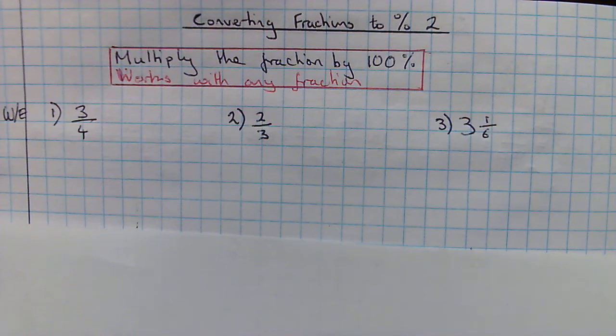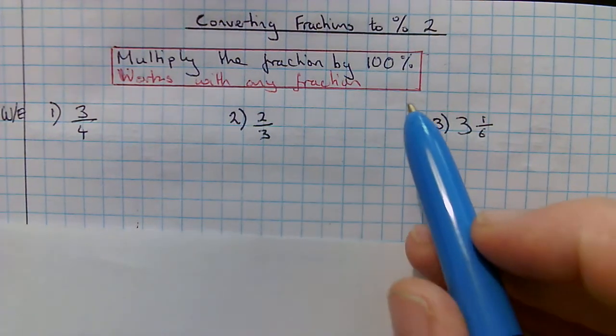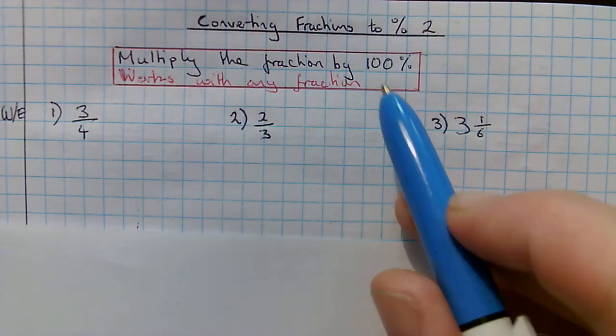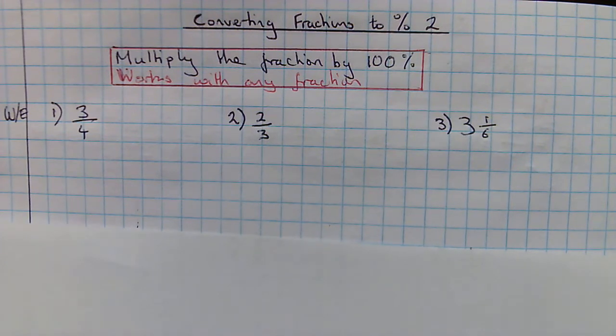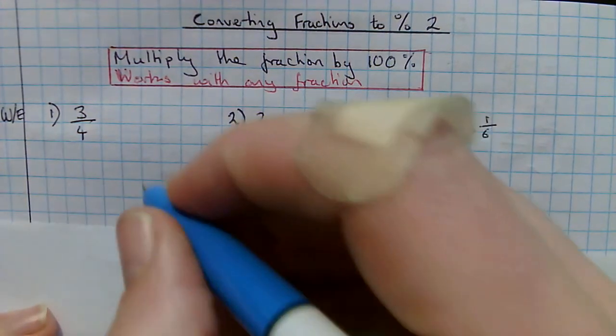Exactly as we saw when converting fractions to decimals, there were some easy numbers which went into 10, 100, and 1,000, and some which didn't go in easily. So we've got two methods again here. We can use this for any fraction, whether or not it goes into 10, 100, or 1,000, and all we need to do is multiply the fraction by 100%. So what I'm going to do here is take 3/4 and multiply it by 100.